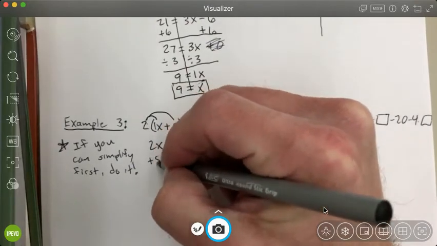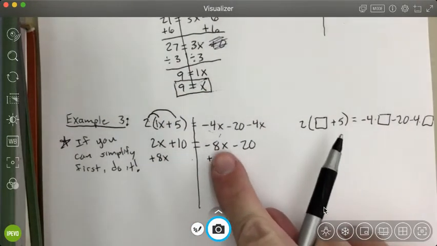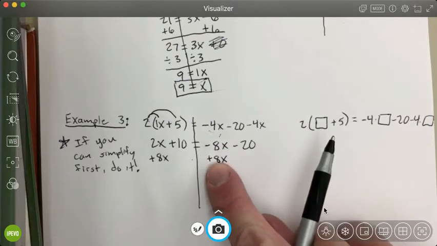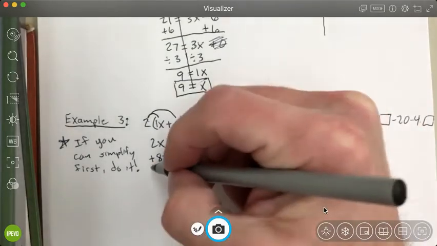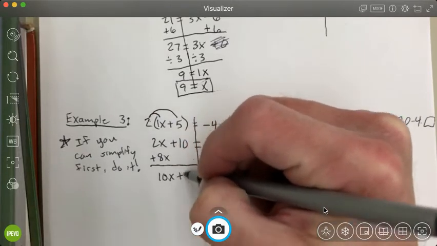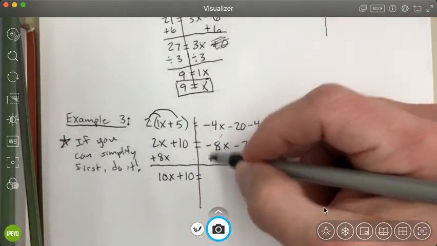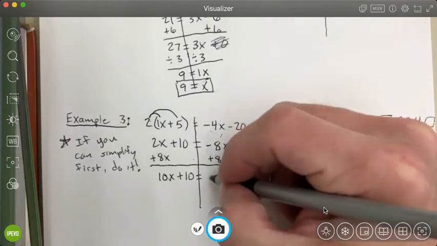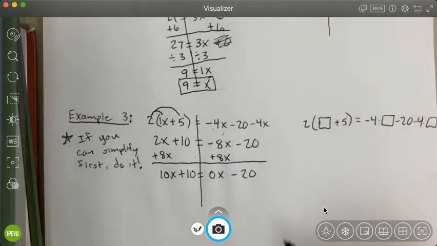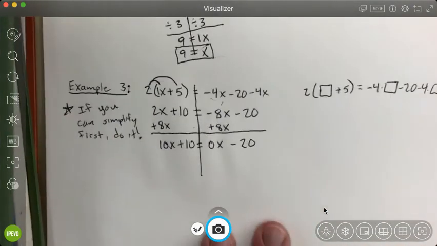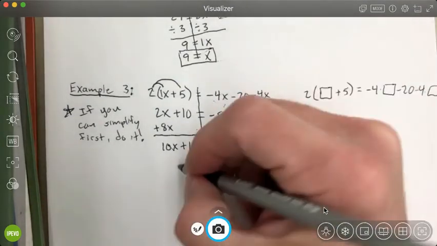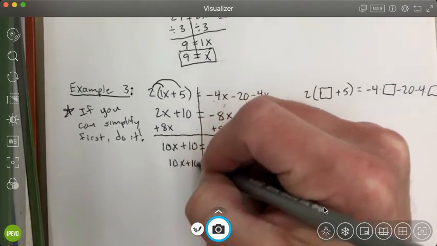Sorry for that announcement. All right, so instead, I'm going to say I have a negative 8x, and I don't want that anymore. So I'm just going to add 8x to make it 0, and I'm going to do the same thing over here. I'm going to add 8x, so that's going to get me 10x on this side, plus 10 still. Here, I've got negative 8x plus 8x. That's going to be 0x, and then I still have my minus 20. So remember, 0x means I have no x's anymore. So really, I have a minus 20 or a negative 20. So I'm just going to clean that up a little bit.